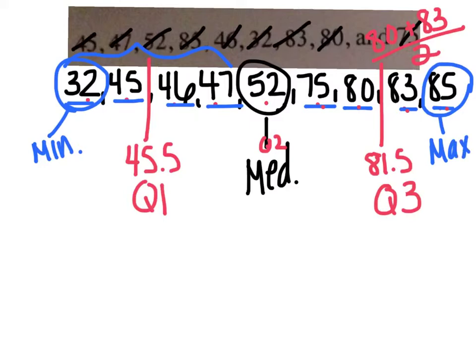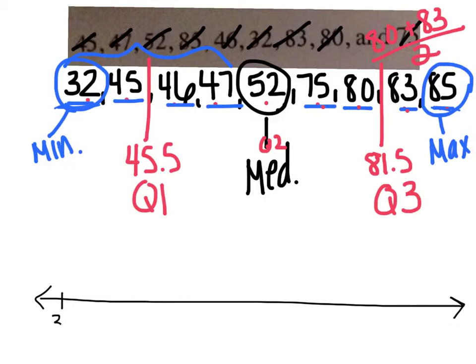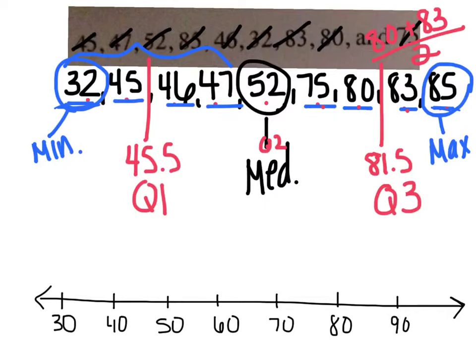Okay, so we've got all the hard work done now. We've already found all 5 pieces. We just need to construct our number line and put those points above it. So I'm looking at my numbers here, and I see that I need my number line to go from at least 32 up to 85. So I'm just going to draw a line here. And let's go maybe from 30 up to maybe 90. So I'm going to go 30, let's see, I hope this fits, 40, 50, 60, 70, 80, and 90. That'll work.